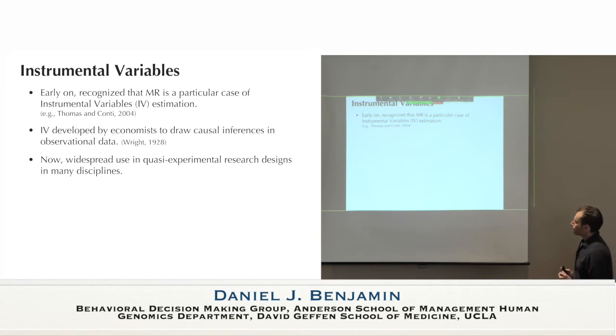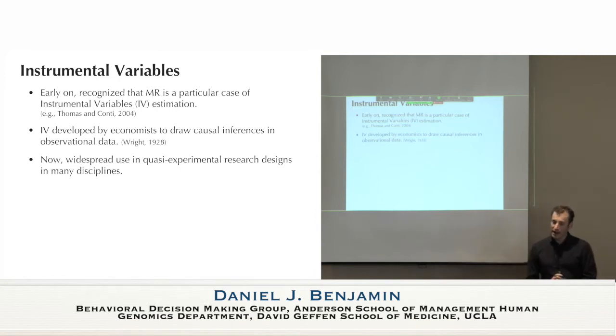OK, so early on in the Mendelian randomization work, it was recognized that it's a particular case of instrumental variables, and there was substantial rapid progress of borrowing ideas from instrumental variables into Mendelian randomization, because there had been many years of developing instrumental variables in economics.